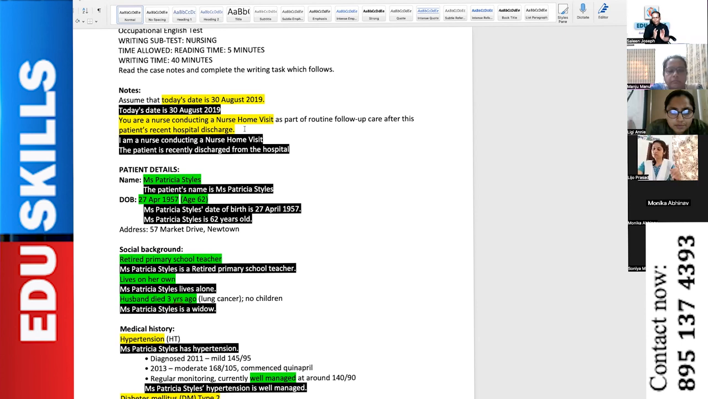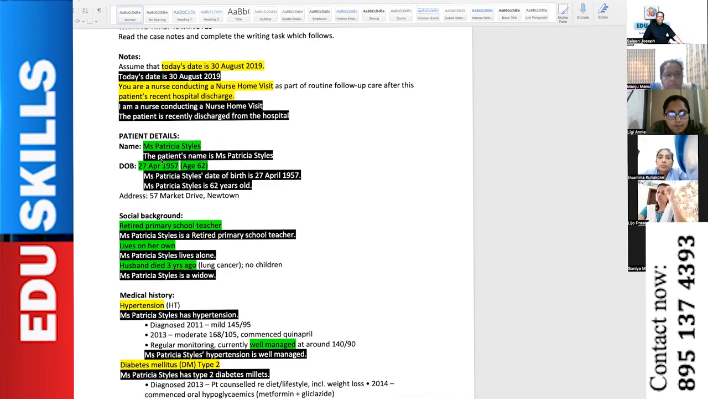If you are competent, you need not do these steps. But if you have enough time to gain competency and clarity, it is always beneficial to do. That's why, repeatedly, I do these things personally and show you. So it's not a waste of time. It always gives you clarity. And definitely, if you go with these steps from the very beginning, there is no issue in getting an A grade in writing. See, patient details: Miss Patricia Styles. Now I have written the patient's name is Miss Patricia Styles.